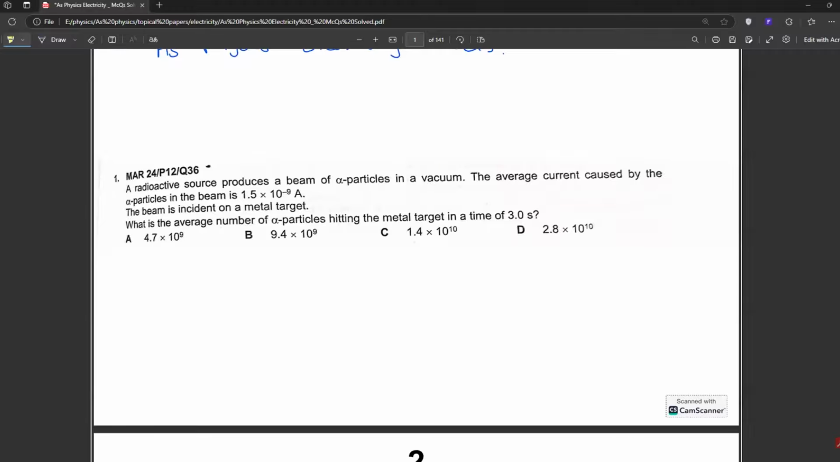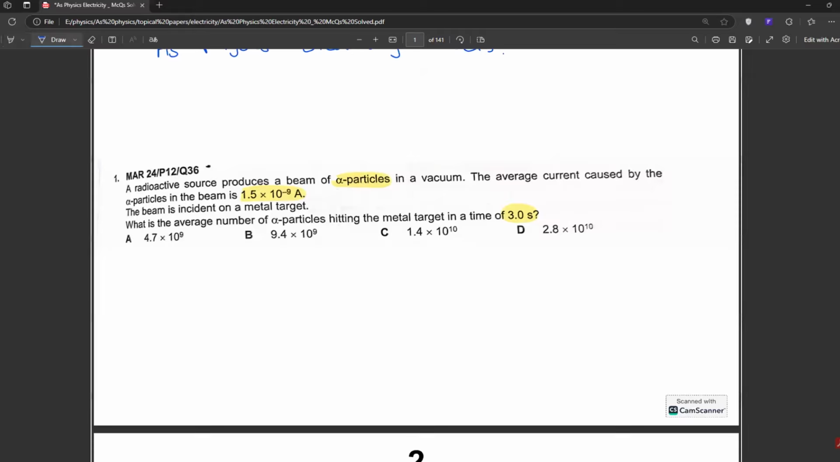A radioactive source produces a beam of alpha particles in a vacuum. The average current caused by the alpha particles is this. The beam is incident on a metal target. What is the average number of alpha particles hitting the metal target in a time of 3 seconds?